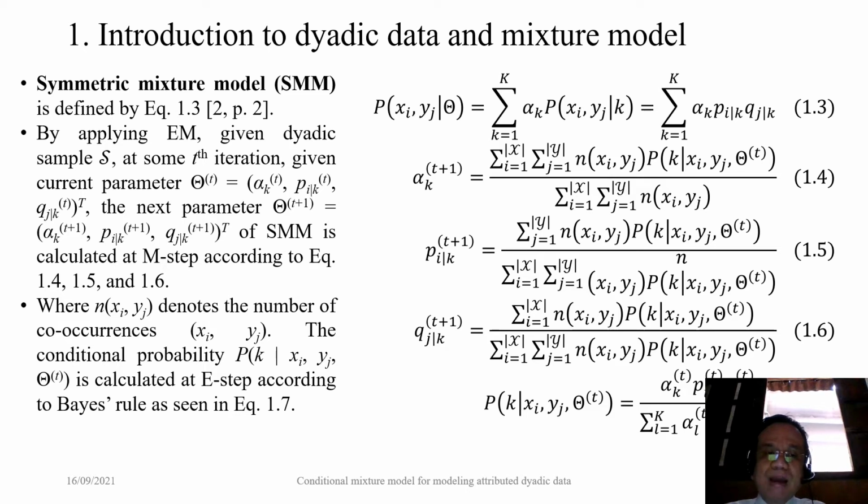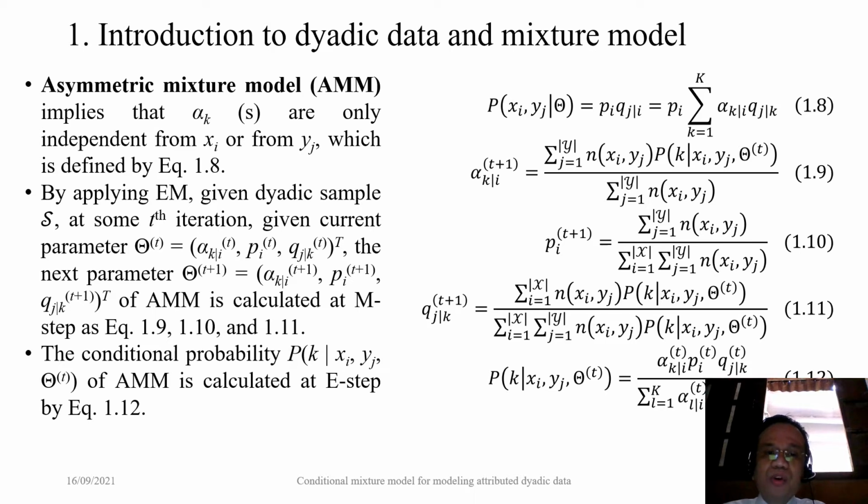Symmetric mixture model SMM is defined by equation 1.3. By applying EM given dyadic sample D at some t-th iteration, given the current parameter theta t, the next parameter theta t+1 of SMM is calculated at the M step according to equations 1.4, 1.5, and 1.6, where n(xi, yj) denotes the number of co-occurrences of xi, yj. The conditional probability P of k is calculated at each E step according to Bayes rule, as seen in equation 1.7.